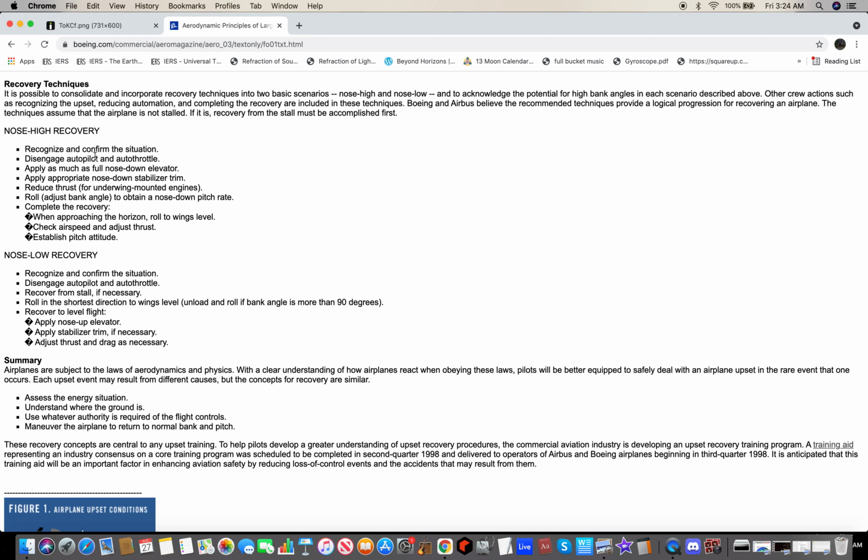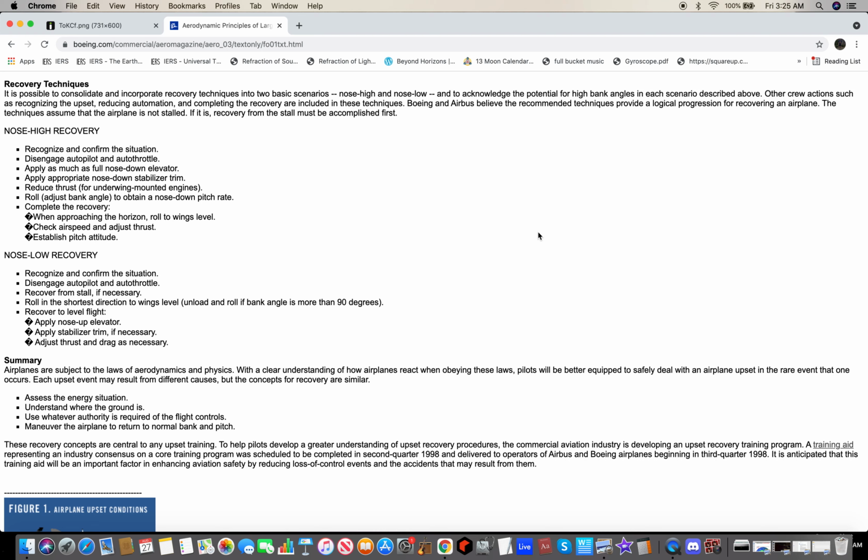So this is the recovery of nose high and nose low. This is when your nose is too high, how to recover back to normal level, and when the nose of the airplane is too low, how to recover back to normal level. Look, recover to level flight. So it even says here, recover to level flight. Because by all accounts, what can happen when you're flying is that when your nose is too high, you go into a stall.